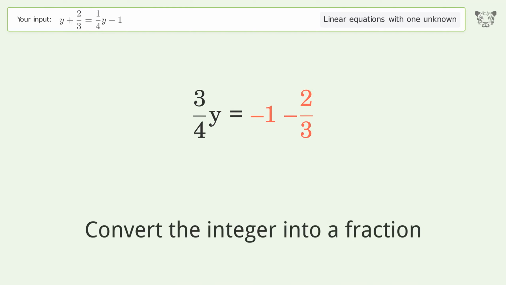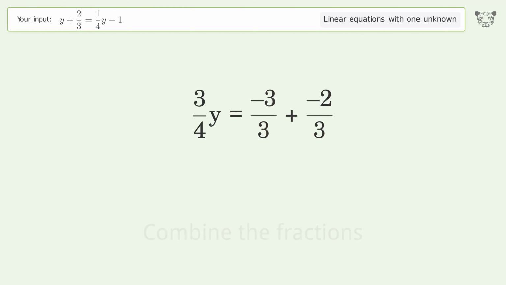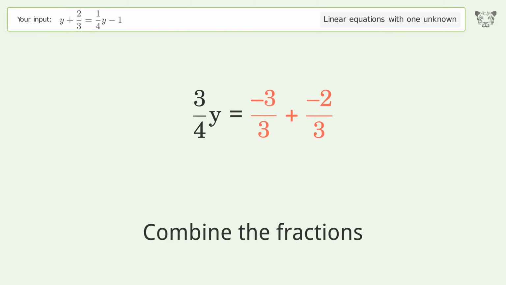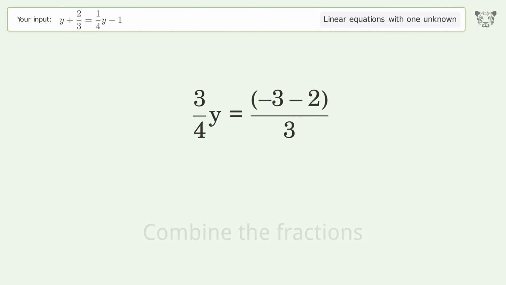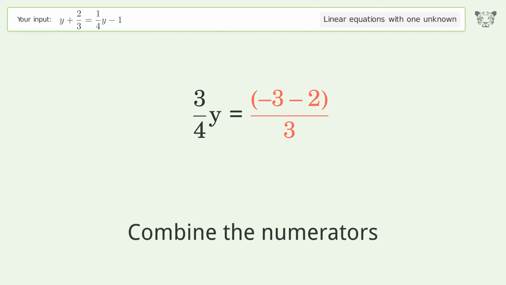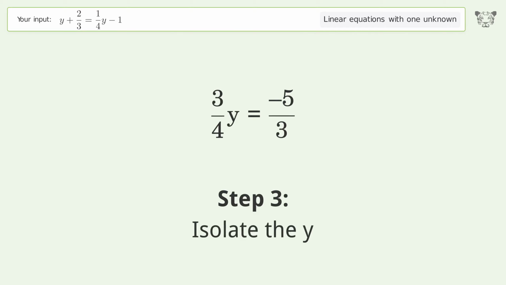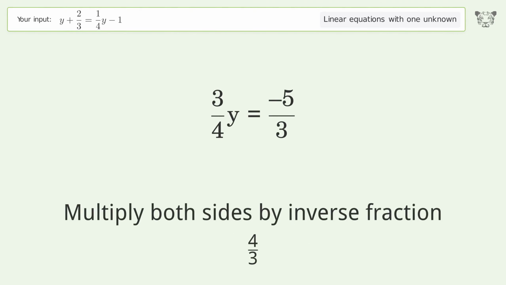Convert the integer into a fraction. Combine the fractions. Combine the numerators. Isolate the y. Multiply both sides by inverse fraction 4/3.